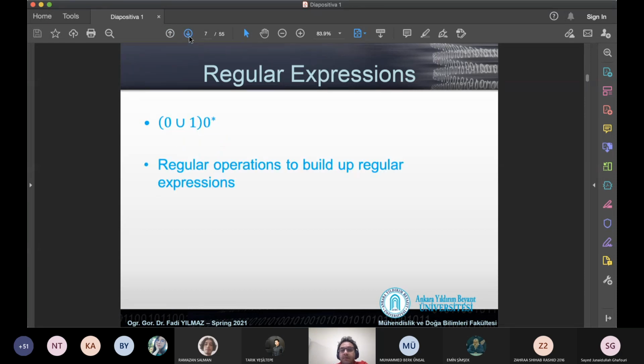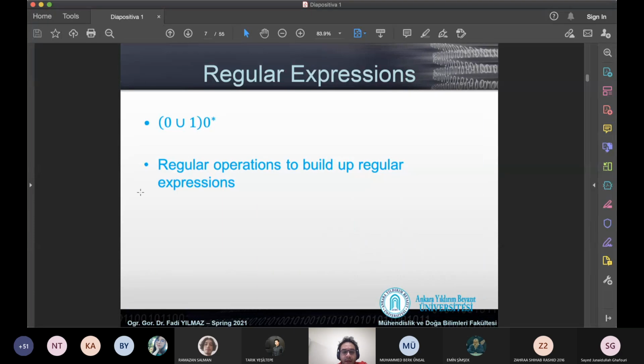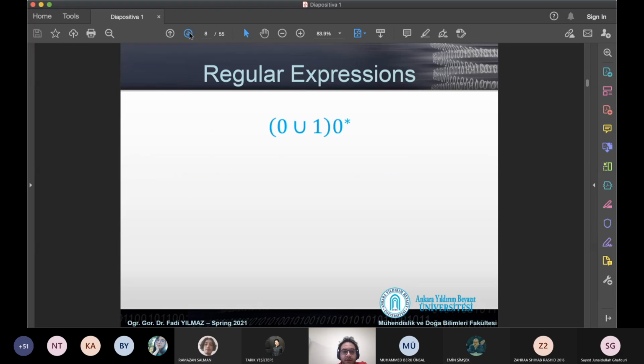And we have the same thing with our languages as well. Okay, guys, so we have the union, the concatenation, and the asterisk operator, right? Asterisk is the power. And we use the regular operations to build up regular expressions.